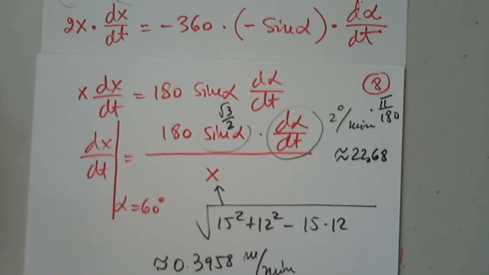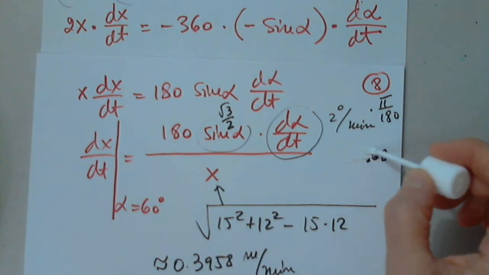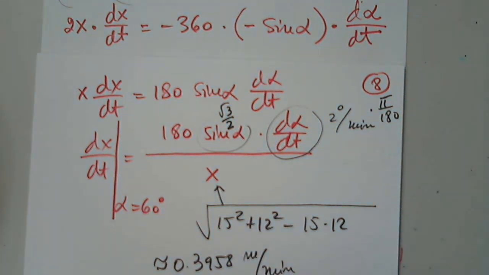Any questions? Times pi over 180. Is this okay? Any questions here? Can we go on to 3.7? Perfect. 3.7. 3.7, where are you? 3.7.